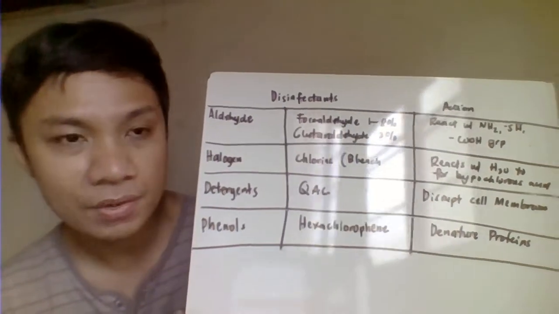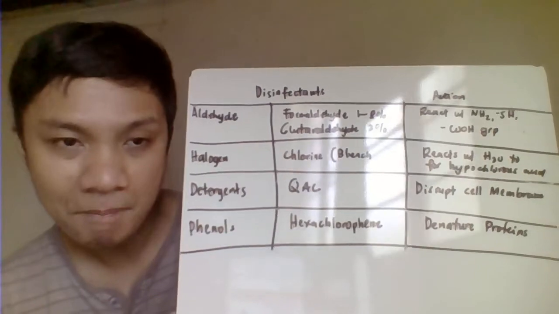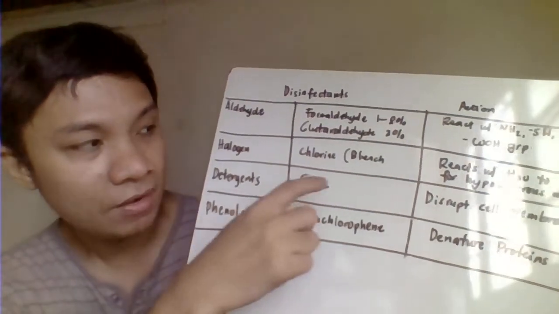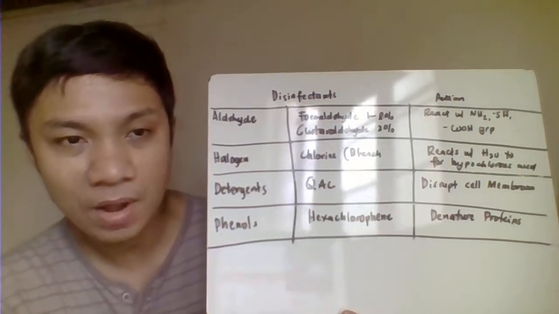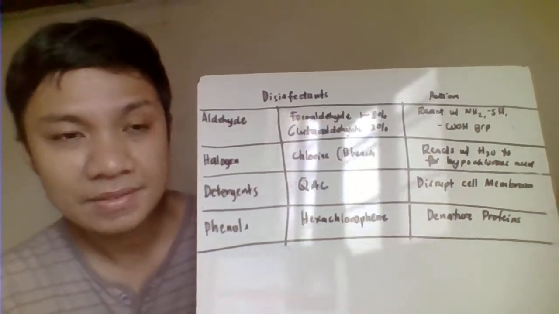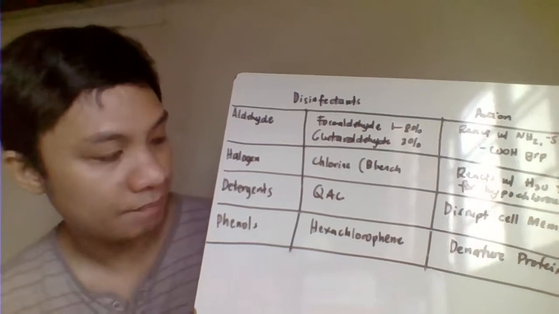Halogens include your chlorine compound like your bleach. Okay, it also reacts with the water to form here your hypochlorous acid. So hypochlorous acid is toxic to your bacterial cell.